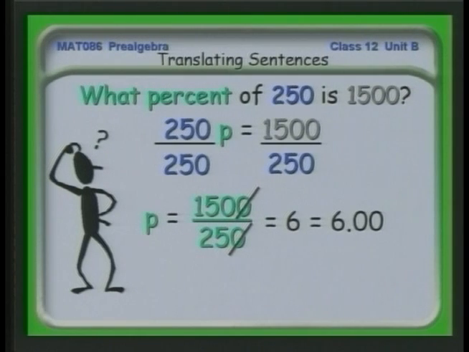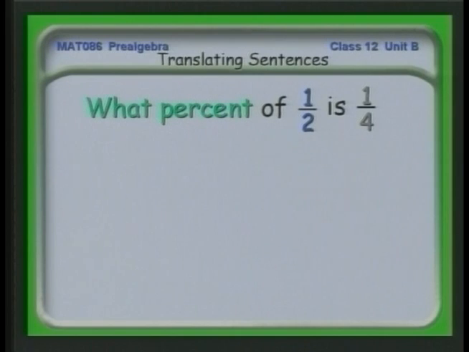That's not expressed as a percent. Remember, to express it as a percent, we have it as a decimal. To move that decimal point 2 places to the right, and I finish by saying that P is equal to 600%. Repeating that original sentence, 600% of 250 is 1,500.